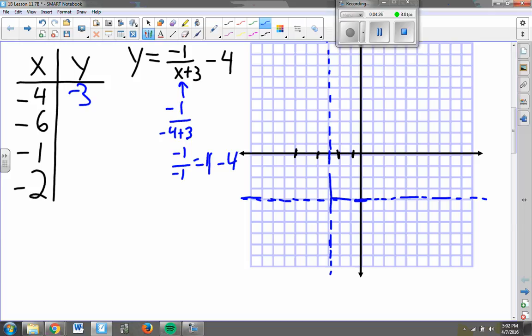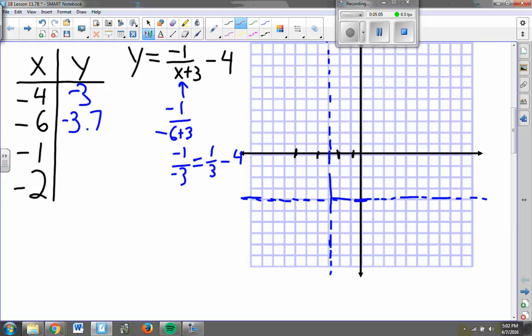If I put in -6, then -6 plus 3 is -3. -1 over -3 is actually positive 1/3. Negative over negative is positive. Take away 4 is going to be -3 2/3. -3.7 if you did that on the calculator. So I'm going to plot those 2 points right now.